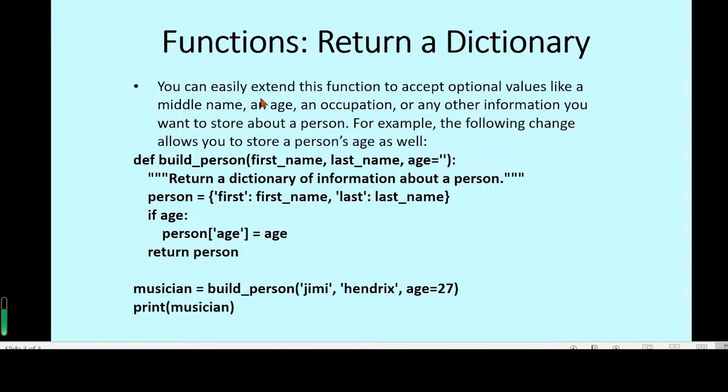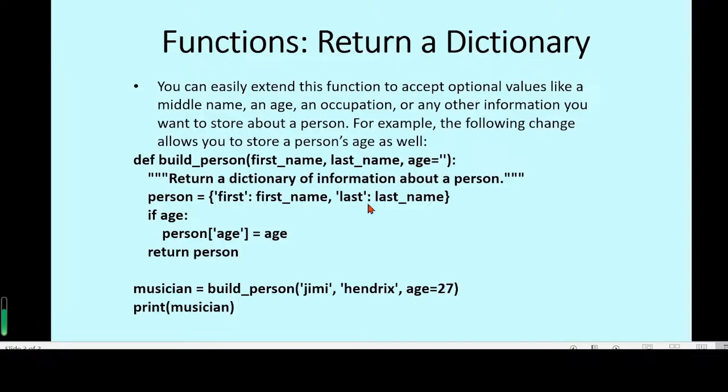And you can easily extend this function to accept optional values like a middle name, an age, an occupation, or any other information you want to store about a person. For example, the following change allows you to store a person's age as well. So we define a function called buildPerson, but this time we add another parameter called age with a default value of an empty string, in addition to first name and last name.